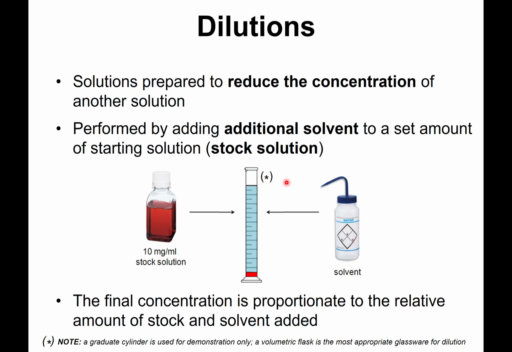Please notice one thing: in this slide, as in other slides later on, I'll use a graduated cylinder to show you how dilutions are prepared, the concept of the dilution factor, and so on. But the most appropriate type of glassware to use to prepare a dilution is a volumetric flask. I use a graduated cylinder just because it's more direct to see the proportion between the stock solution taken and the overall parts of the solution.